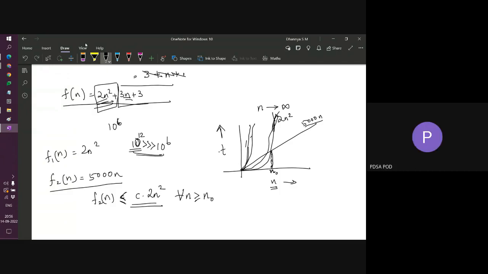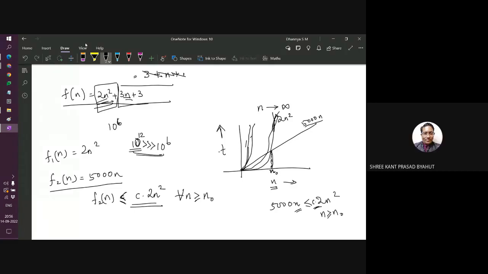Okay, ma'am. So let us assume that for some constant C, you can find out when this 5000 n is going to behave better than the 2n squared. You can just figure out this constant for some value of n greater than n0. Ma'am, do it as an exercise.